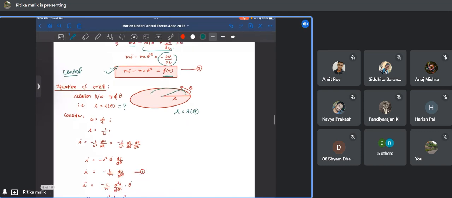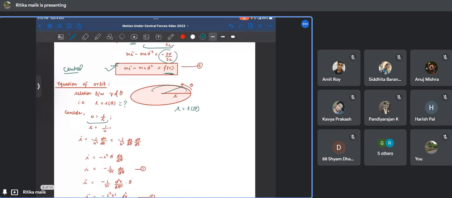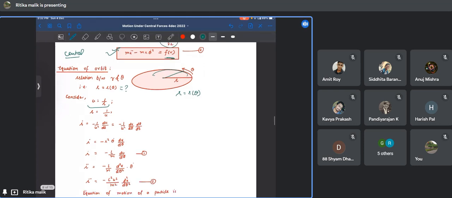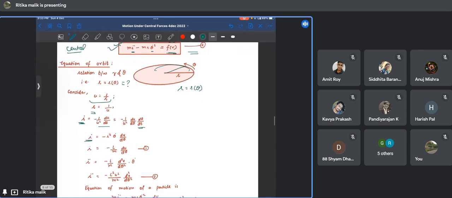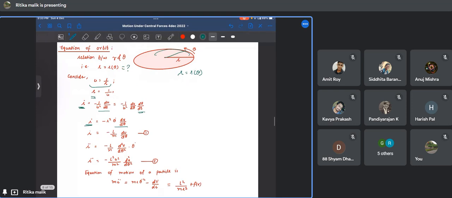To find that, we have considered a variable u which is equal to 1 by r. We started our calculation with 1 by r and then differentiated it to get r dot, since we have to put everything into this equation. So we want to know r double dot and theta dot. We differentiate r dot and replace it by chain rule in terms of the theta dot term. So this is our r dot in terms of theta.